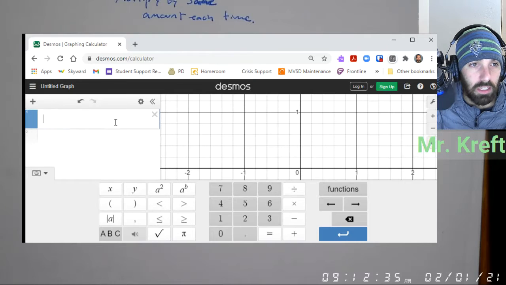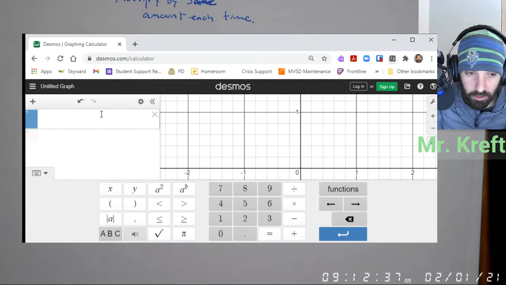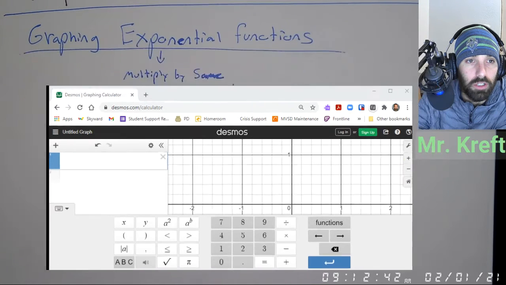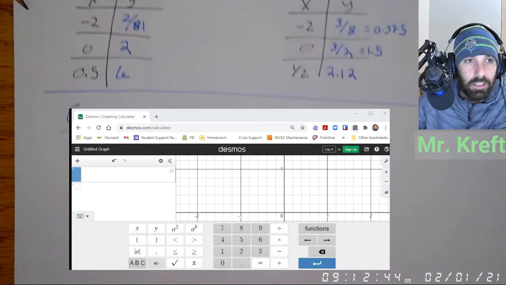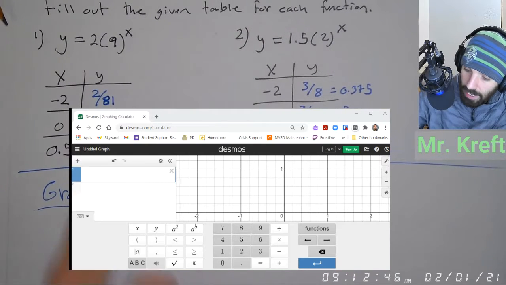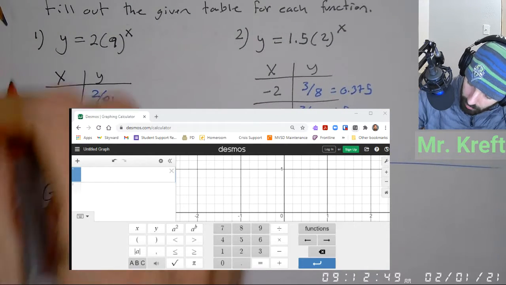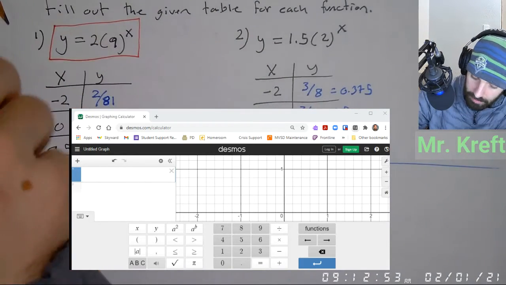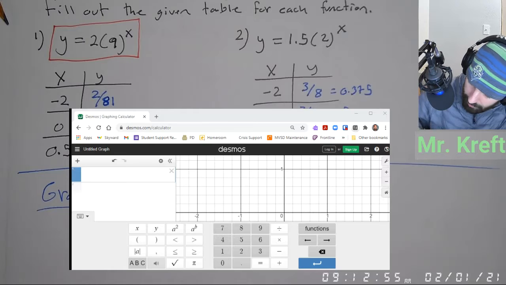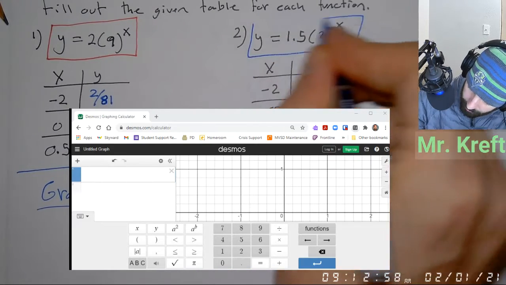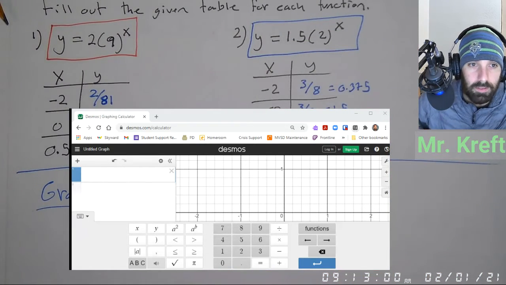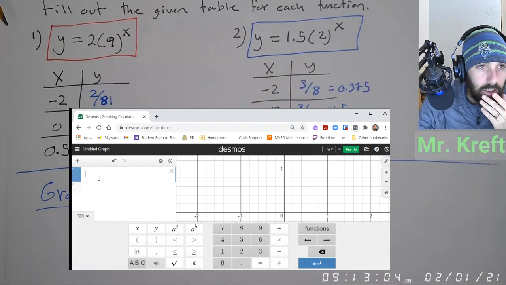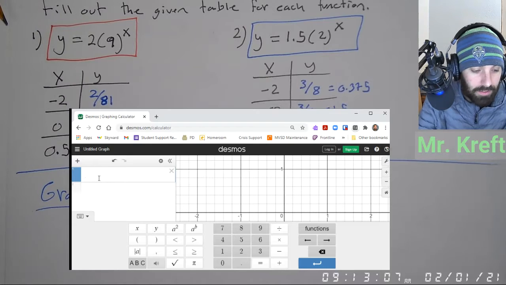So up here, this is going to be our equation. Now we're always going to graph functions. So the first thing I'm going to do is we're going to just go ahead and graph the functions that we had in our warm-up. So I'm going to graph this one in red, and then I'm going to graph this one in blue. So to do that, you have to type it in exactly as it's done.